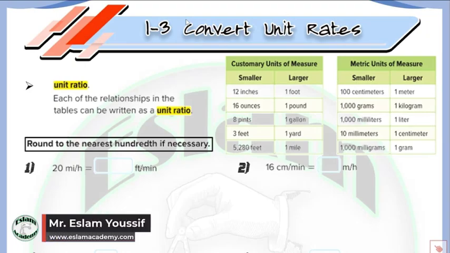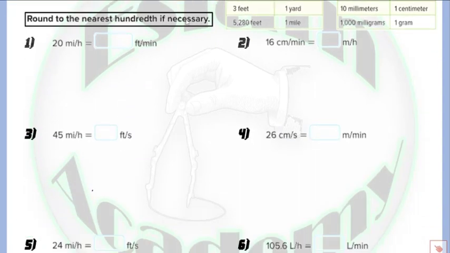In this video, we'll learn how we can convert unit rates. You will find this in question number 1. In this problem, we need to find the answer to the nearest 100. In number 1, we have 20 miles per hour. We need to find the answer if the rate is equal to feet per minute.